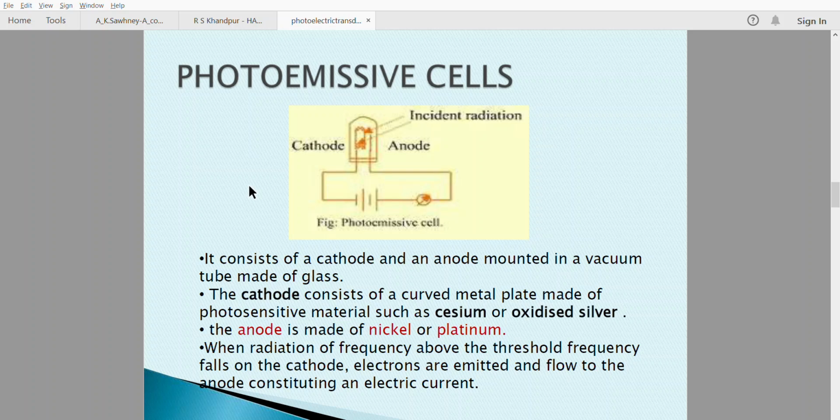Photoemissive cells consist of a cathode and an anode mounted in a vacuum tube made of glass. Why glass? Because the light energy can enter. The cathode consists of a curved metal plate made up of photosensitive material such as cesium or oxidized silver. The anode is made up of nickel or platinum. When radiation of frequency above the threshold frequency falls on the cathode, electrons are emitted and flow into the anode, constituting an electric current.